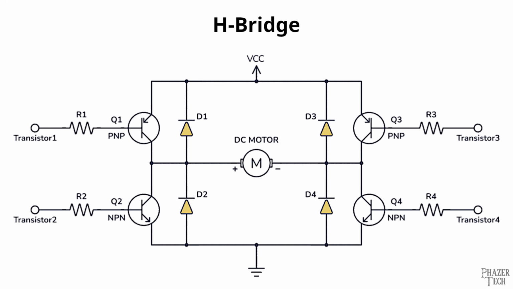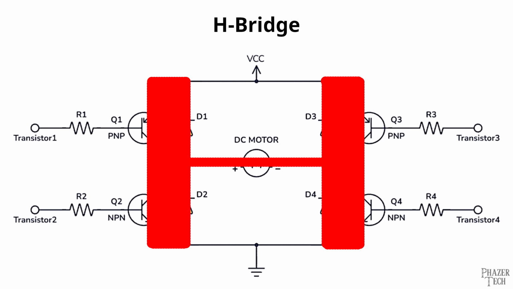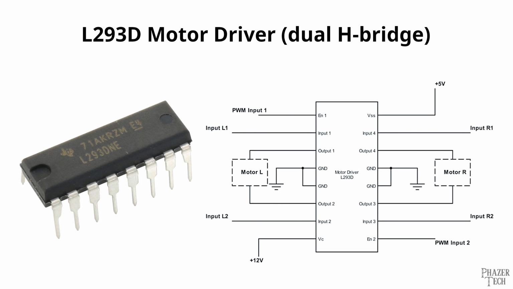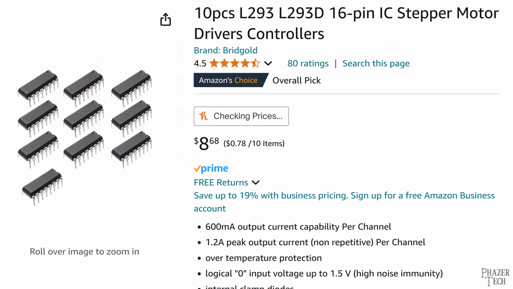In order to reverse the direction of a DC motor, we need to replace the transistor with a larger circuit called an H-bridge. It's called an H-bridge because it's composed of 4 transistors, resistors, and diodes arranged with a motor in the middle. Now, while you could build your own H-bridge like you see here, it's better to purchase a dedicated chip like this. The Texas Instruments L293D is an old H-bridge that was originally released around 40 years ago, but is still common today because of how cheap they are. You can easily find packs of them on Amazon for less than $1 each.